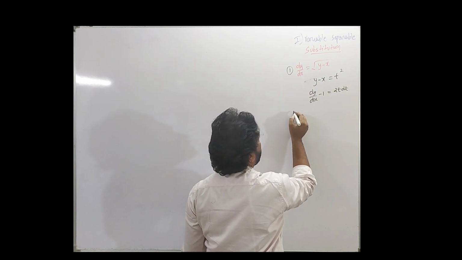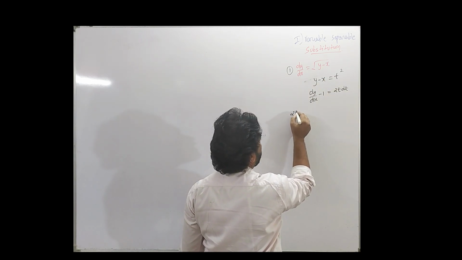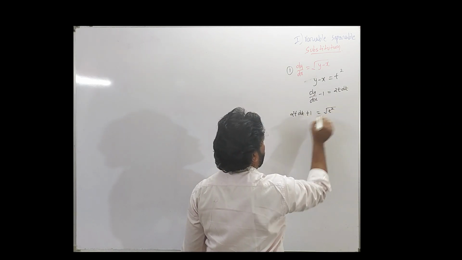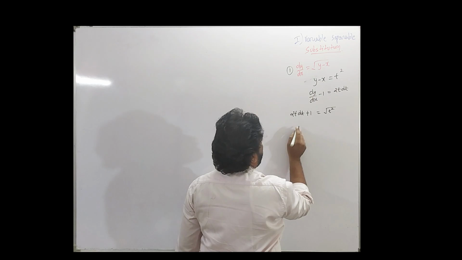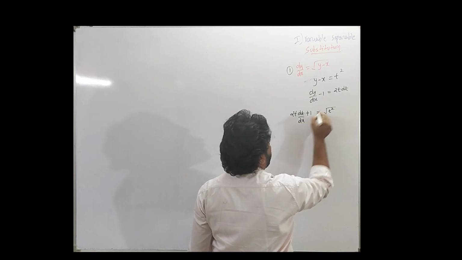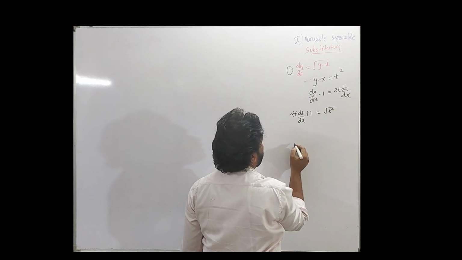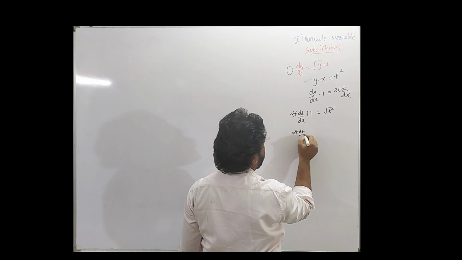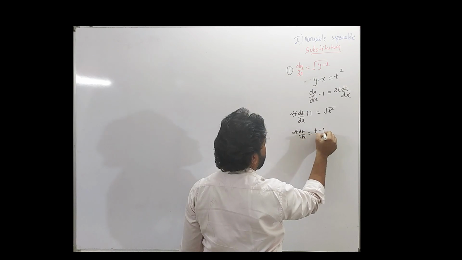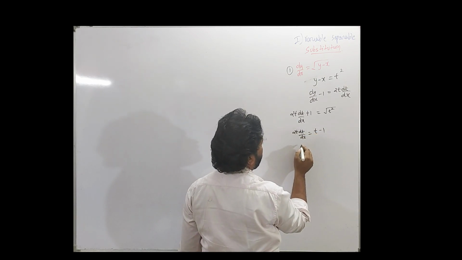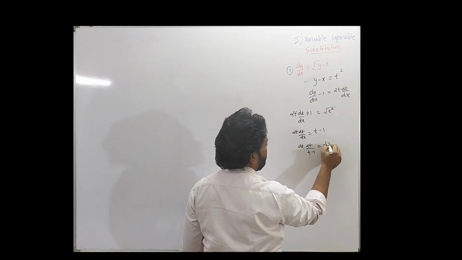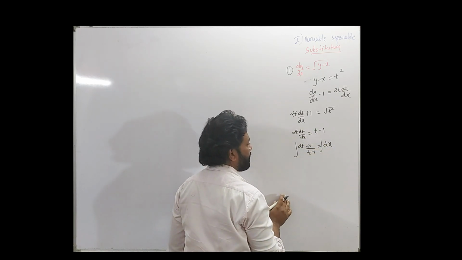Let's substitute over here. So dy by dx can be written as 2t dt plus 1 and square root of t square dt by dx. So this thing would be 2t dt by dx is equal to t minus 1, right? And 2t by t minus 1 dt is equal to dx. Now integrating it on both the sides.